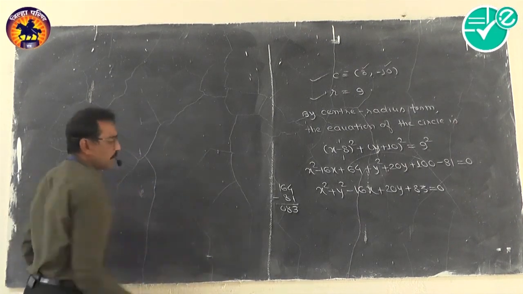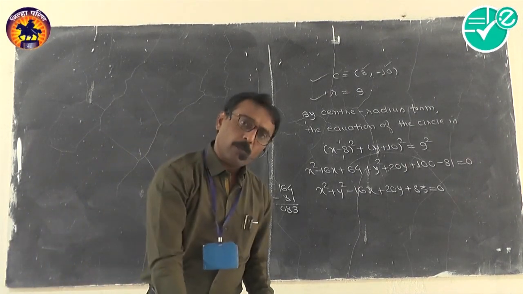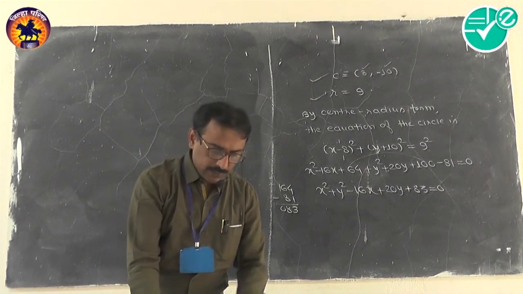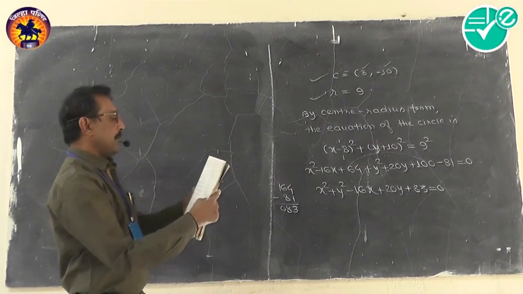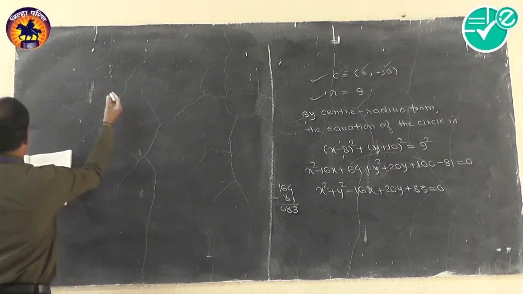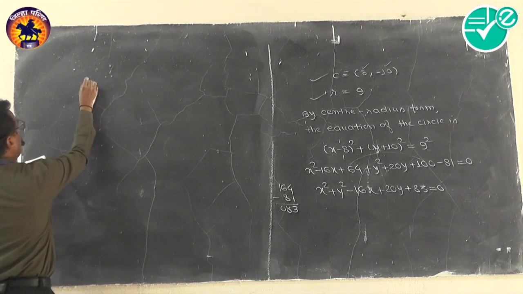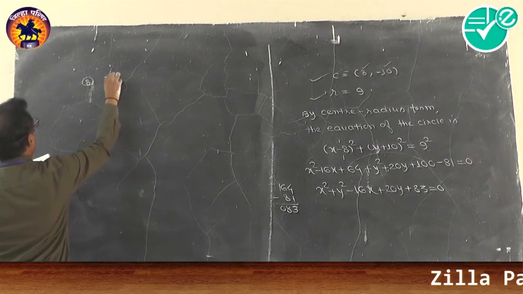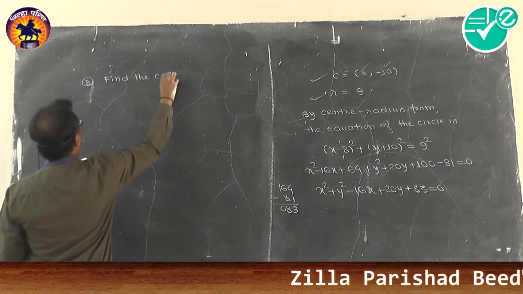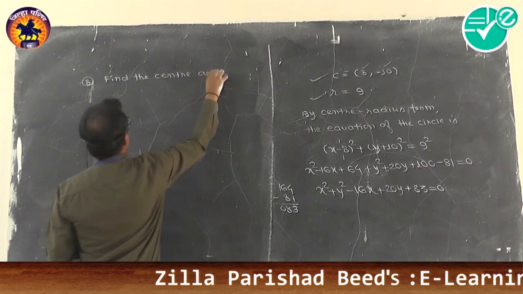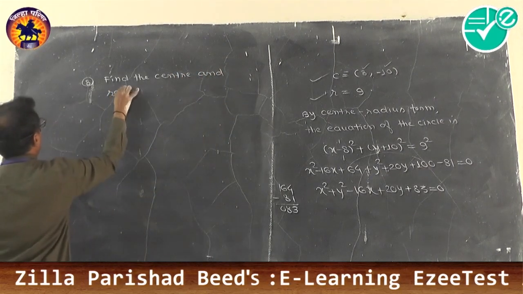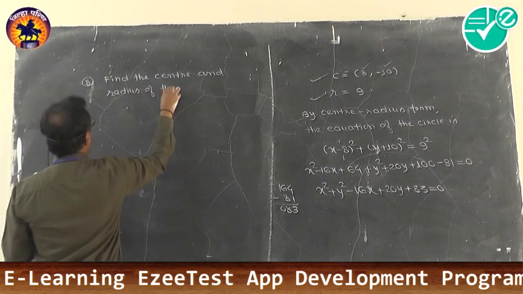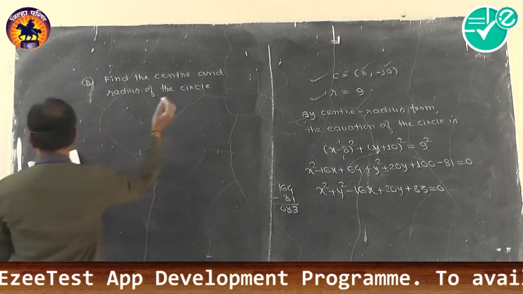Now we will take a few problems on general form and one problem on parametric form in order to find the equation of a circle in general form. The question is given like this: find the center and radius of the circle.